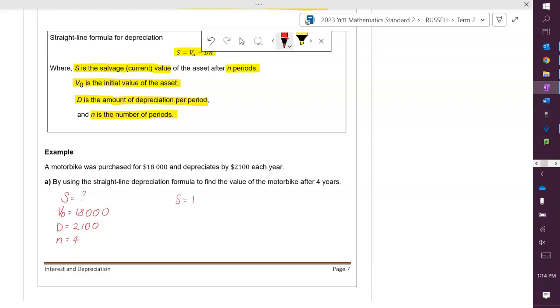So if we then set up our formula and fill in the information, 18,000 minus 2,100 times 4, it means it is going to be $9,600, or worth $9,600 after 4 years. So every year it's going down $2,100.